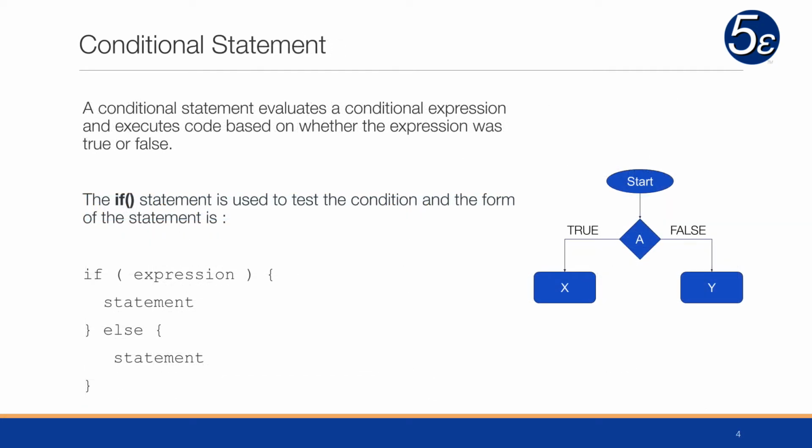The conditional statement, as we mentioned before, evaluates a conditional expression. These were the conditional expressions from the previous slide. And it executes the code based on whether the expression is true or false. In R, we have the if statement. The if statement is used to test the condition, and the form of the statement is if, parenthesis, some conditional expression, close parenthesis, and then within braces we would put the statement that is going to be executed. Else, another brace, and another statement, closing the brace. You'll notice that the braces form a block of code, which means between the braces we can have multiple statements being executed, not just one.